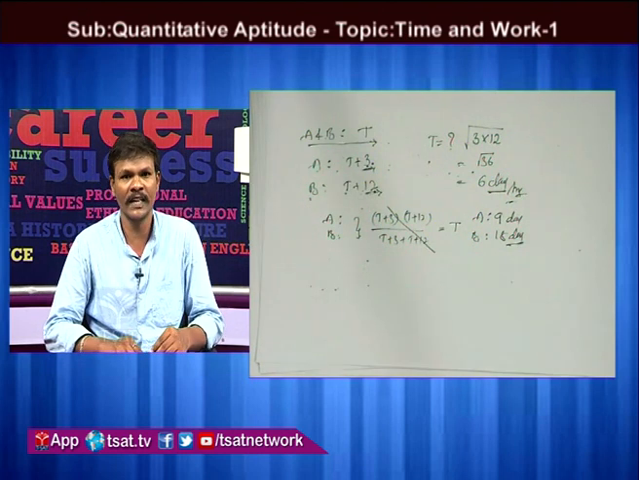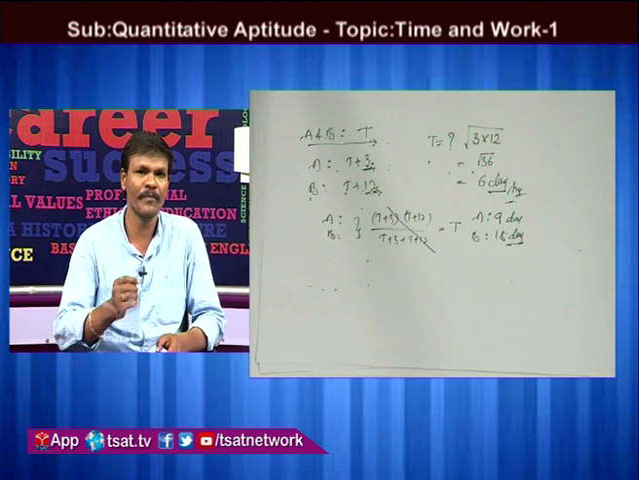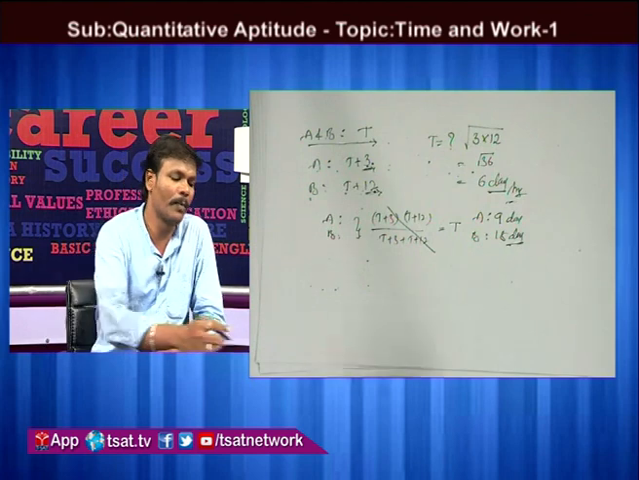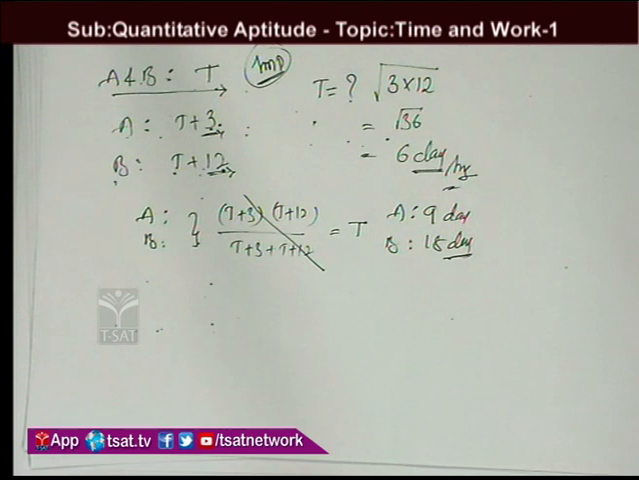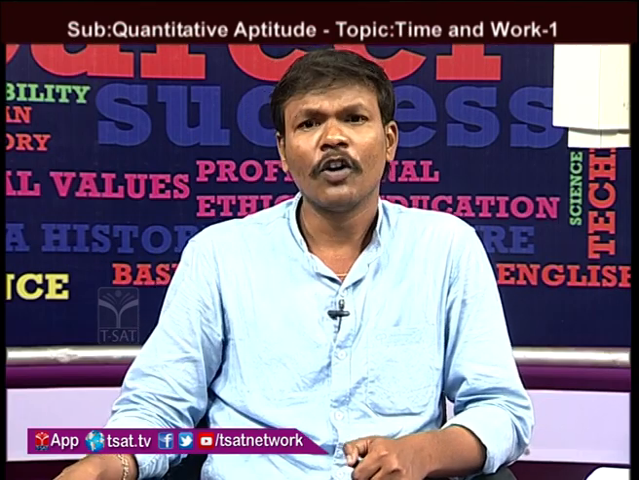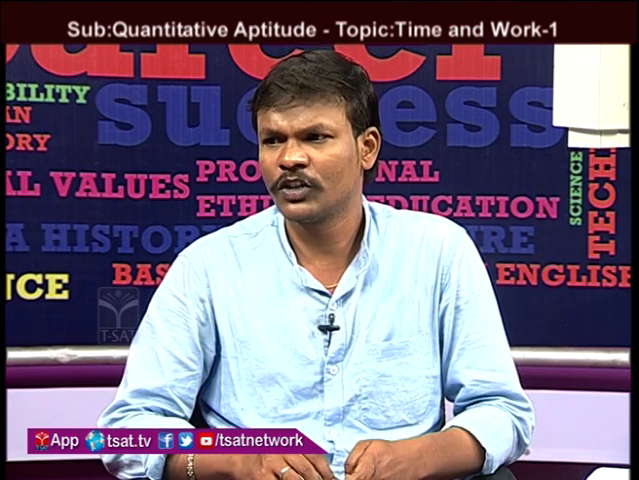So, the T value is the square root of 3 times 12, which is root of 36, that is 6 days. Very, very simple, and an important question, frequently asked in various examinations. So, you have to remember that. Okay, clear. So, moving on to the next question.